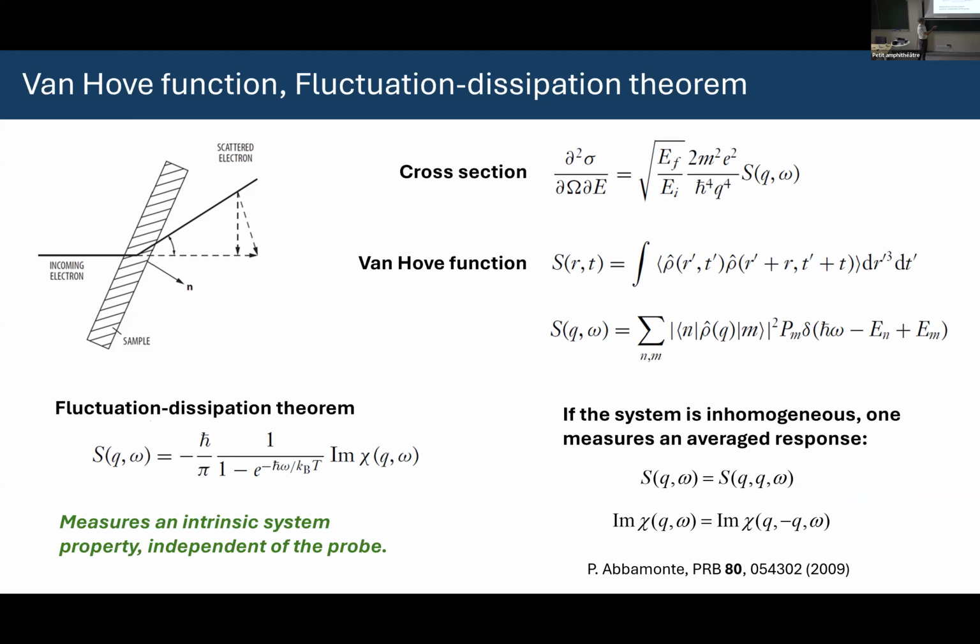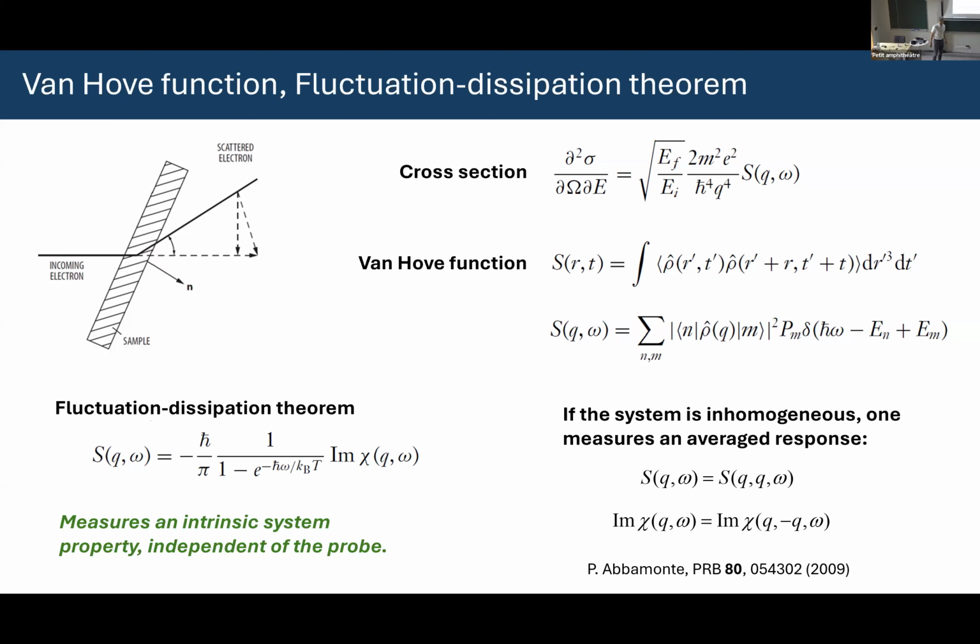There's this function in real space and time, S of R and T, that's typically called the Van Hove function. It's how the density at R prime, T prime correlates with the density some other distance away, integrated. So it's just a 2-point correlation function for the density. You can write that out in terms of the many-body states, and it looks like that.